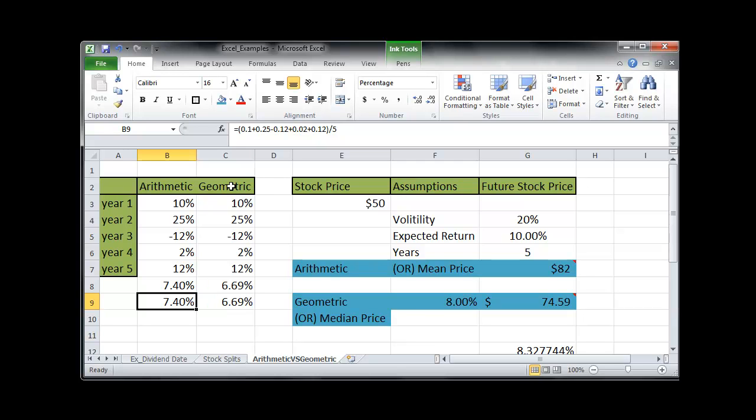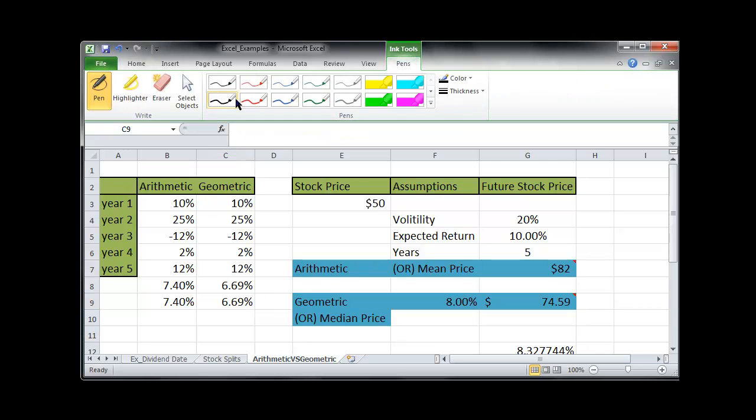Now I'm going to go ahead and look at the geometric mean. Now remember, the geometric mean is going to be a little less than that, and it was. It's 6.69. Let's take a look at it longhand first, and then we'll look at how Excel will calculate it. Longhand is basically one of two ways.